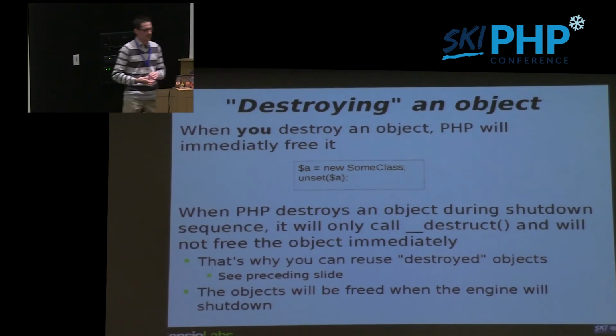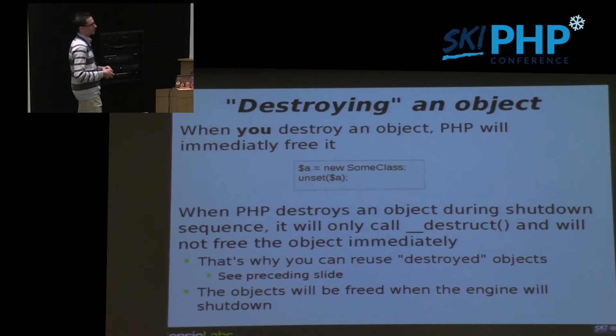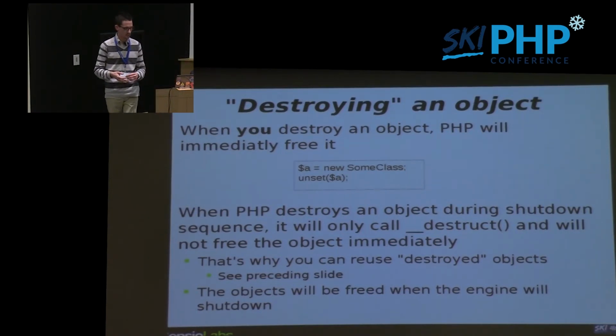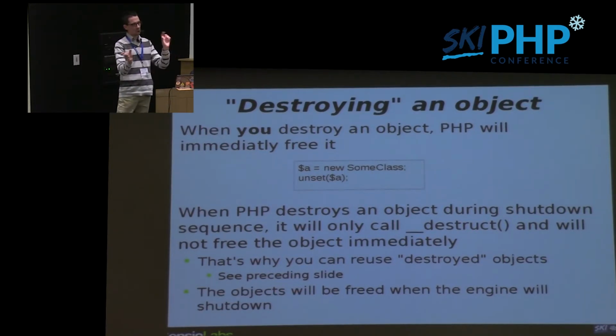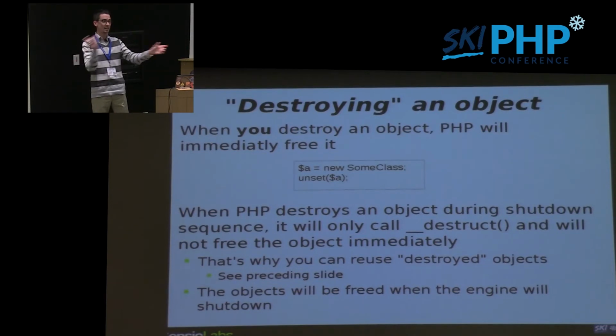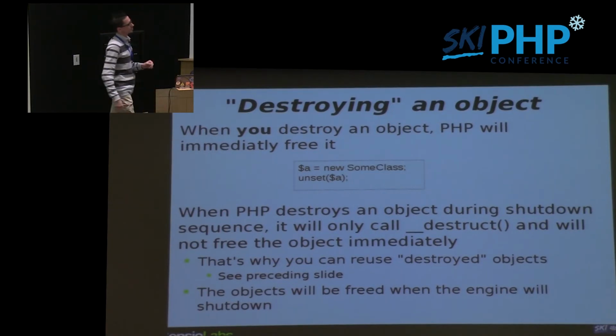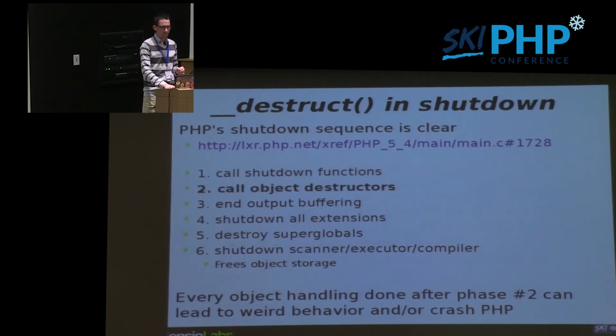When you destroy an object, PHP will free it, okay? And when PHP destroys an object during shutdown, it will call destruct and not free the object immediately, okay? Because as you can see on the preceding slide, objects in destructors can still point to each other. So if it goes and frees them, it's going to have a dangling pointer. This is a crash. This is a seg fault of the process, usually. If it's not worse, it cannot be. Okay, so the objects will be freed when the engine shuts down.